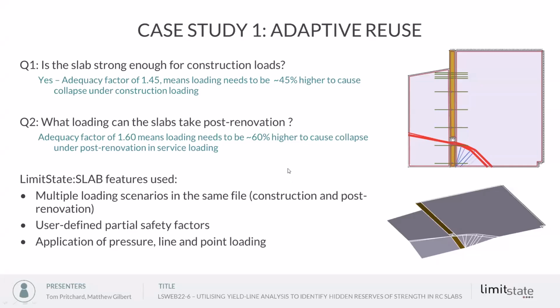So the features that we've used of the software in this example are we're using these multiple loading scenarios in the same file to analyze both the construction and post-renovation states. We have a set of user-defined partial safety factors, and we've applied different types of loading, so pressure, line, and point loading.